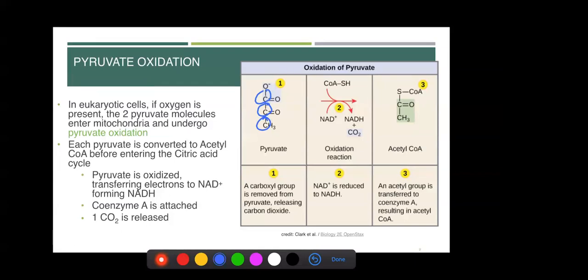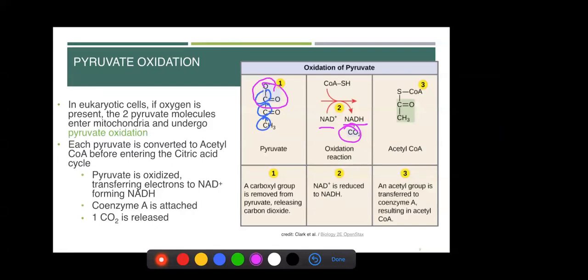And so what happens is we're going to remove this up here. If you look at that up there, that is CO2. A lot of you are maybe wondering, where does the CO2 come from? Well, this is one of the places the CO2 comes from that you're exhaling. And then we're also going to reduce our NADH. We're going to strip off more electrons, and then we're going to attach right here.